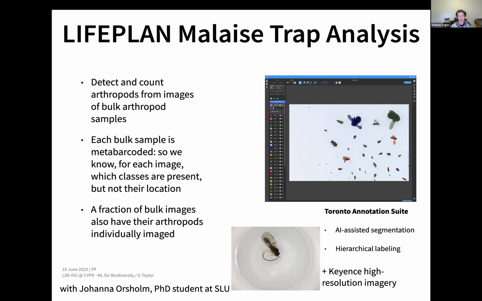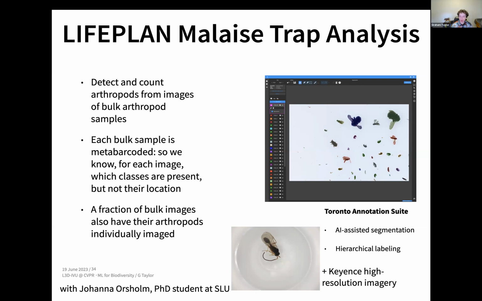A fraction of the bulk images also have these individual arthropods imaged. So this is another interesting problem for domain shift, where we try to use these individual images to help us with the bulk recognition of these insect individuals.